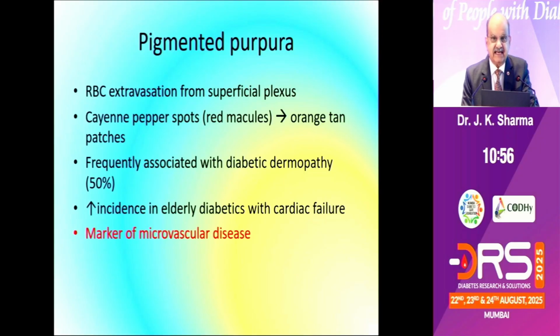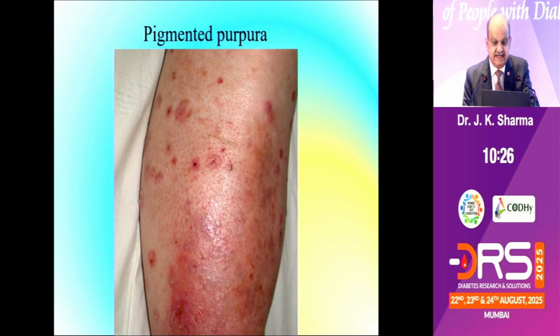Then comes the pigmented purpura. RBC extravasation from the superficial plexus, frequently associated with the diabetic dermopathy and increased incidence in elderly diabetics with cardiac failure, marker of microvascular disease. So if we do not know, our mind does not know, the eyes cannot see. So first we have to ourselves learn how to look, what to look for, and then of course we have to look for all these. This is the pigmented purpura.